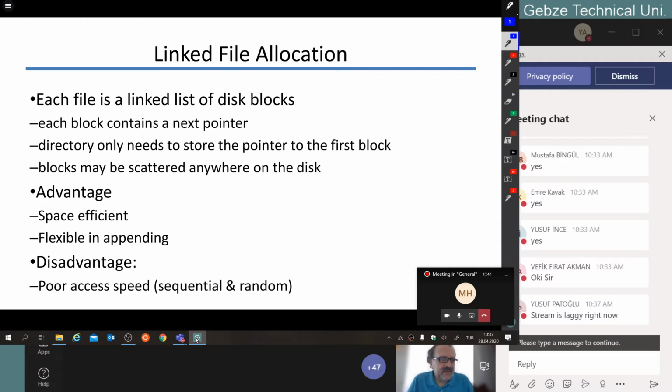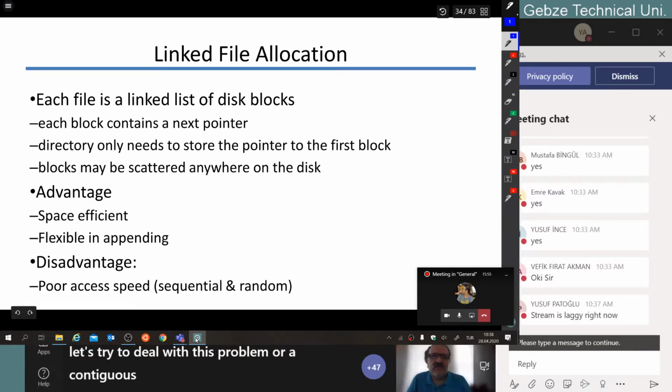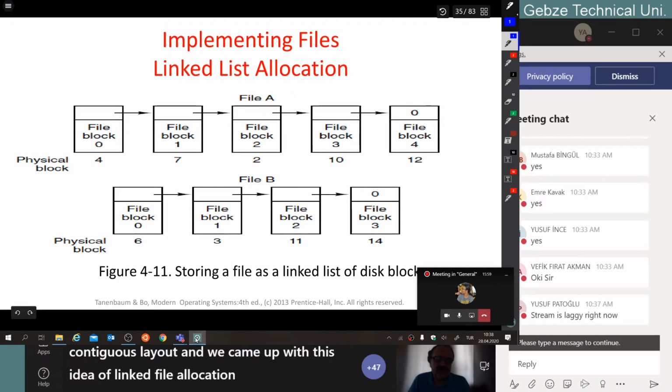And then we said let's try to deal with this problem of contiguous layout, and we came up with this idea of linked file allocation. We said that this would be our structure.